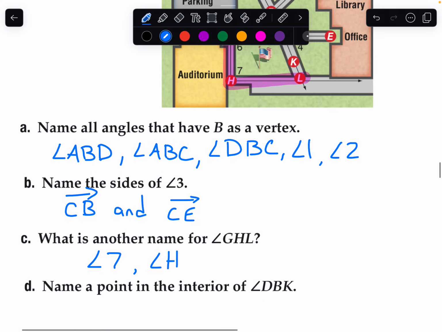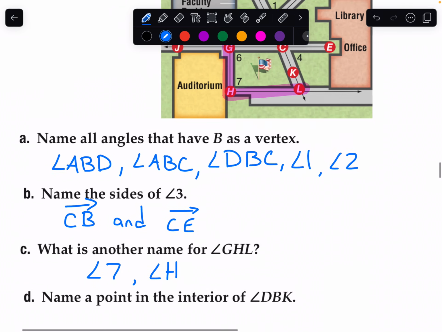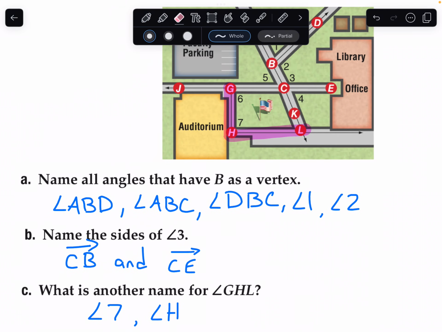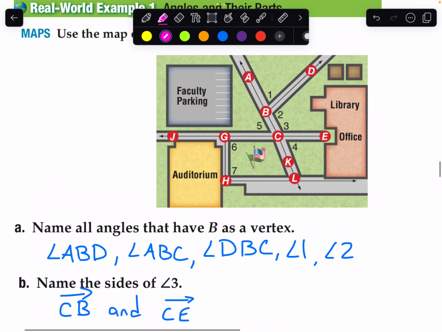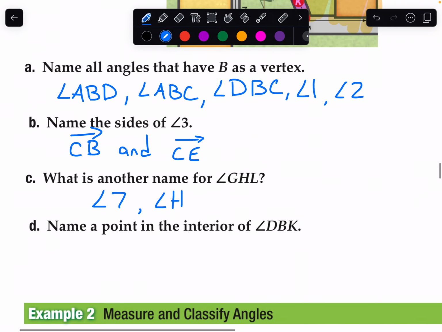And finally, name a point in the interior of angle DBK. So let's find angle DBK. It looks like the same angle as DBC. A point on the interior would be anything on this side. So you cannot include anything along the same line, which means that just leaves point E.